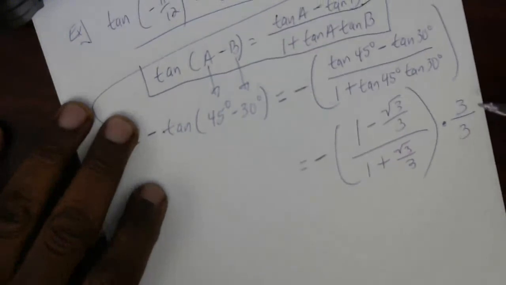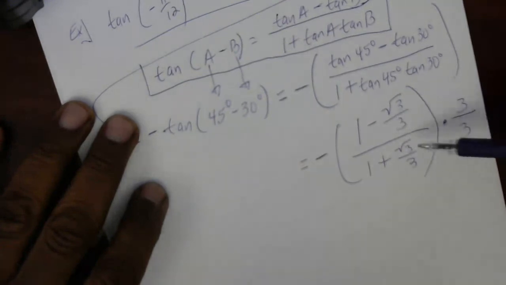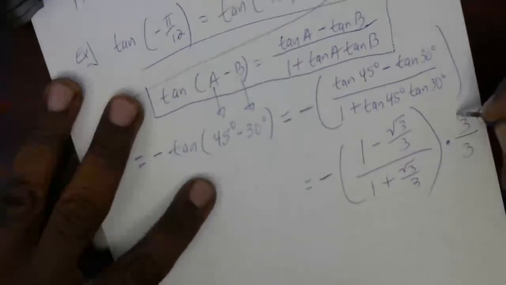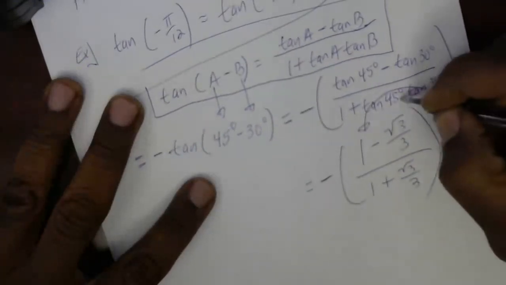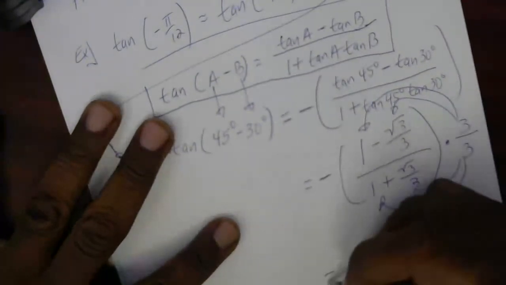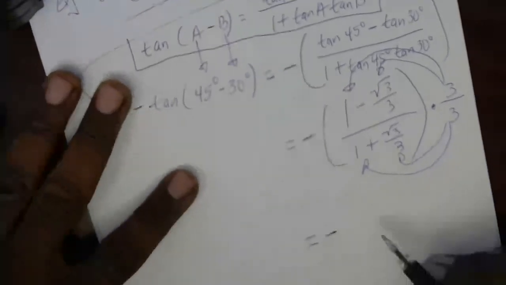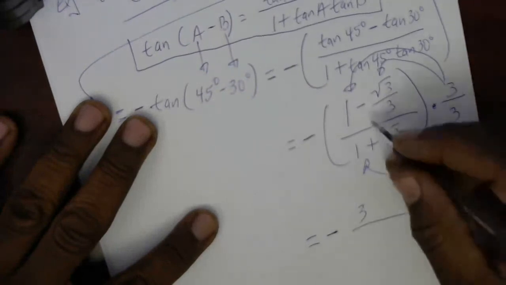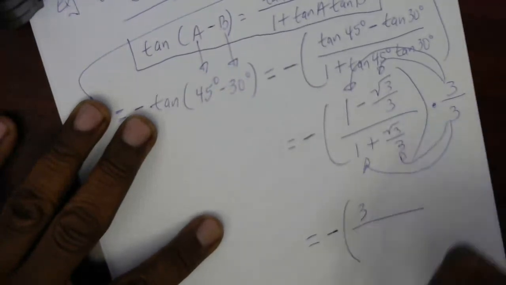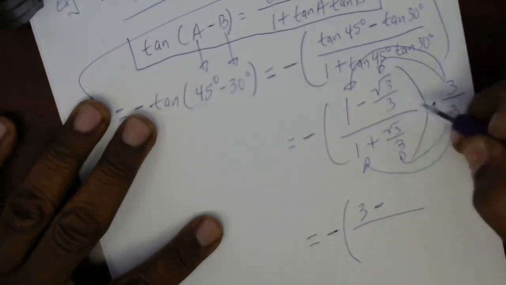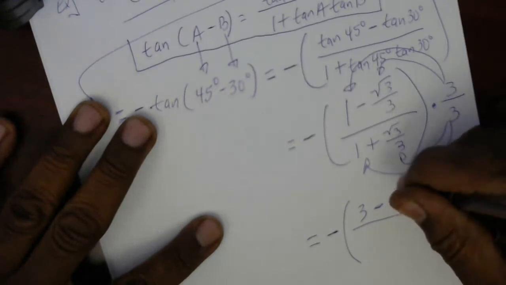All right, so here again, that's that specialized form of 1. Anything over itself is 1. So when I multiply this by 1, it doesn't change the value. It simply changes the way that it's expressed. All right, so I'm going to distribute 3 in the numerator and I'm going to distribute 3 in the denominator. All right, so keep in mind we still have our negative. So 1 times 3 is 3 minus, when I multiply 3 times the square root of 3 over 3, the 3's cancel, and I'm left with the square root of 3.